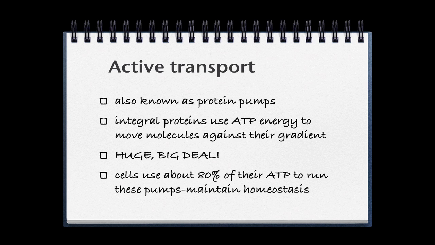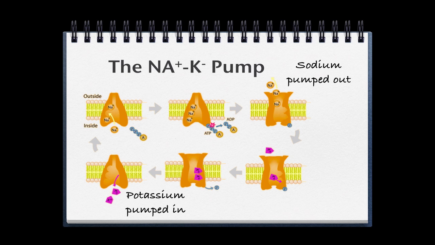And the most important of all the active transport pumps is the sodium-potassium pump. And the sodium-potassium pump works in this way. It's going to be pumping sodium ions out 3 at a time, if you follow this diagram, and it's going to be pumping potassium ions in 2 at a time. And you'll notice as we move from picture to picture in this diagram, ATP is being used to power the shape change of this embedded protein.